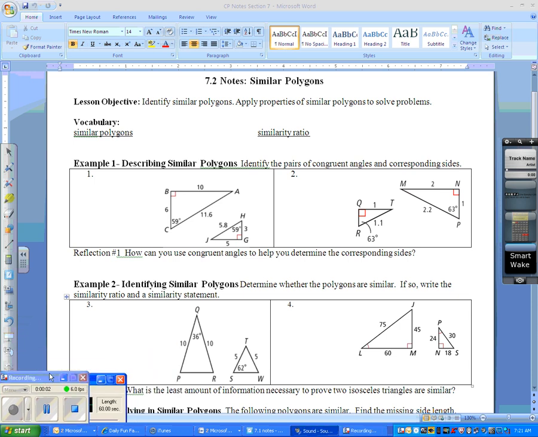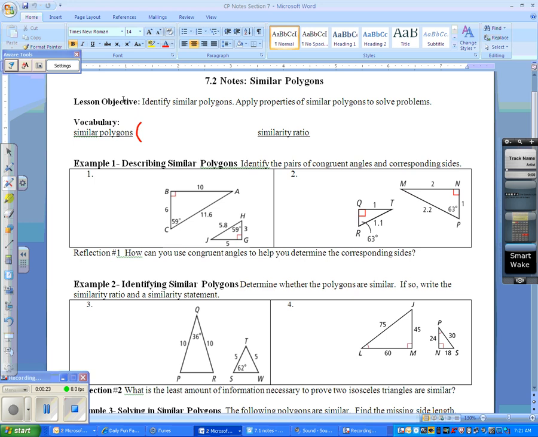Okay, 7.2, we start talking not so much about congruent triangles anymore, but about something different called similar polygons. And the objective today is to identify similar polygons and apply properties of similar polygons to solve problems. So some of you are probably wondering, what the heck is similar polygons?